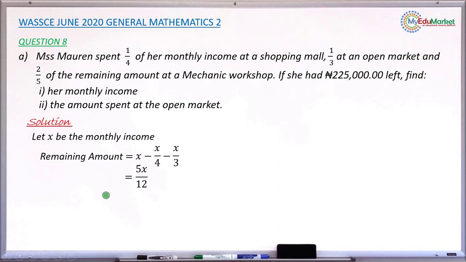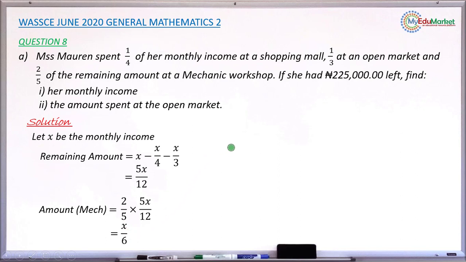The amount spent at the mechanic workshop, which the question says is 2/5 of what remains after spending at the mall and at the open market. And what remains is 5X over 12. Therefore, the amount spent at the mechanic workshop will be 2/5 multiplied by 5X over 12. If you do this multiplication correctly and reduce the fraction to lowest terms, you're going to have X over 6. This is the fraction of her monthly income that she spent at the mechanic workshop.